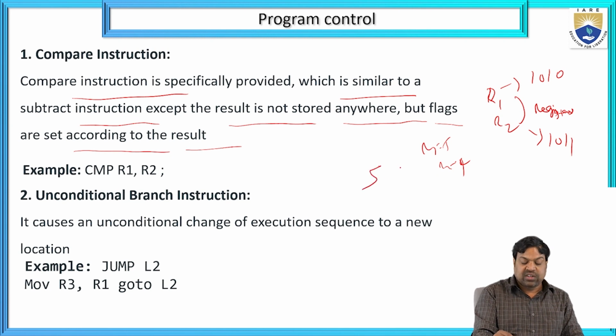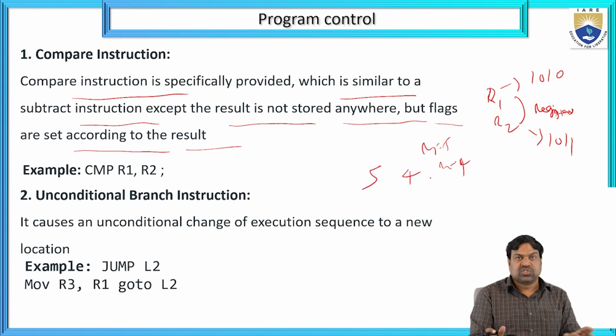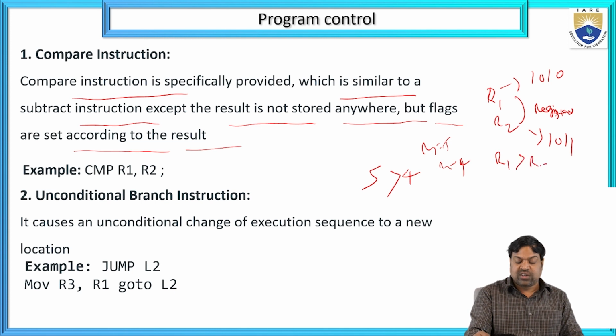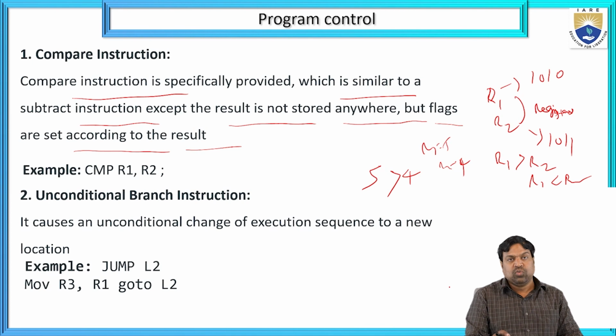So 5 is greater or 4 is greater. How can we know? We are comparing with subtraction. Like this, 5 is greater than 4. That means R1 is greater than R2, or R1 is less than R2, like this. So we are comparing two register values with specified values.